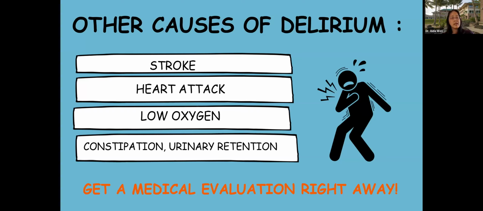Even things like constipation, if they haven't had a bowel movement in 5 days, 7 days, I've seen this present as delirium, and it clears once you treat the constipation, right? Or urinary retention, having difficulty urinating and getting the urine out of that bladder. We need to get a medical evaluation right away. And the earlier the better, right? Because otherwise the medical problem continues and can present in a much worse state than if it was found earlier.